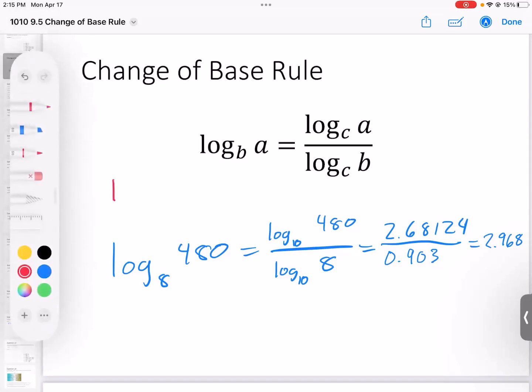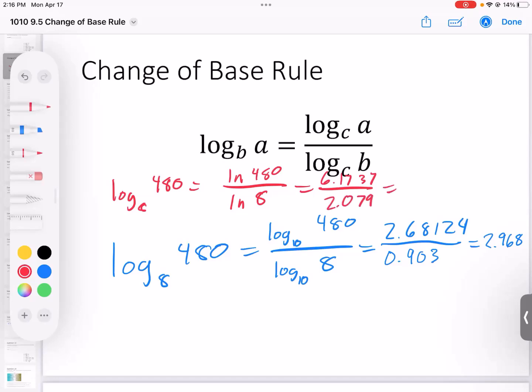And so I could have also calculated log base 8 of 480 as being the natural log, or log base e, of 480 divided by the natural log of 8. So what's the natural log of 480? Okay, what's the natural log of 8? Okay, and if you divide those two numbers, what does that give you?